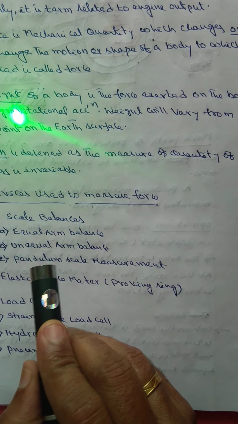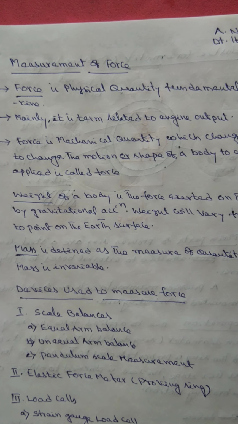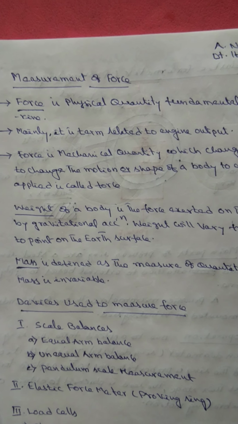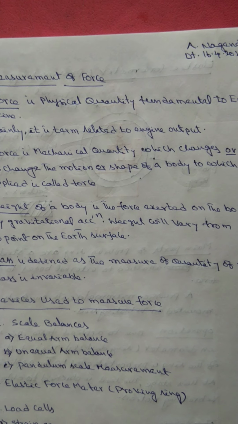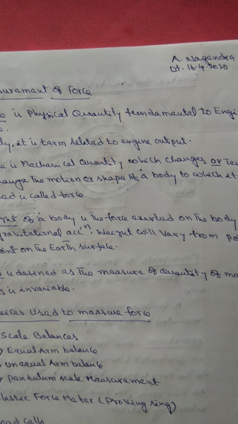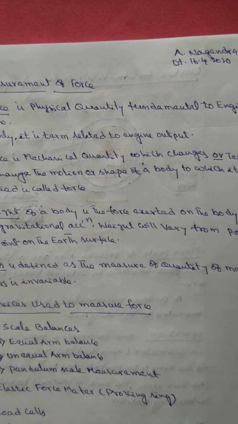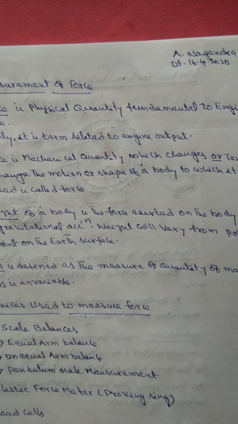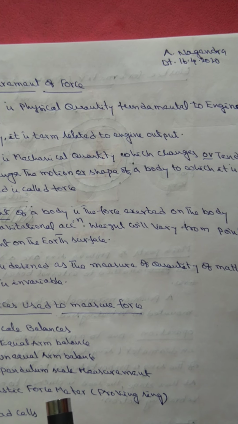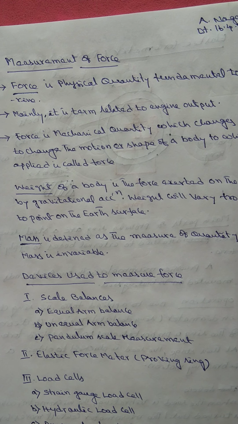Now we can see what weight is. We will see the definition. Weight of a body is the force exerted on the body by gravitational acceleration, due to gravity. Whenever we say force, weight, that force is exerted on the body by the gravitational force. Suppose you release a stone from some height, so that stone falls down. How does it fall down? It falls with acceleration due to gravity. So the stone, or anything, has weight.